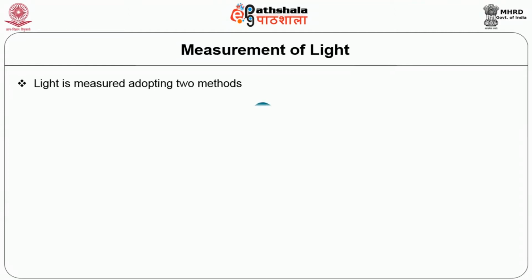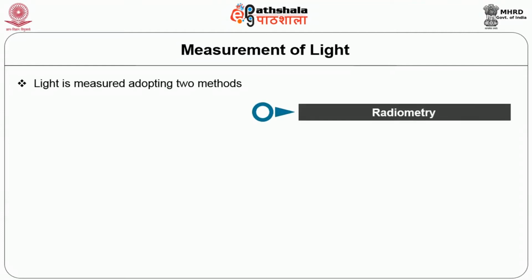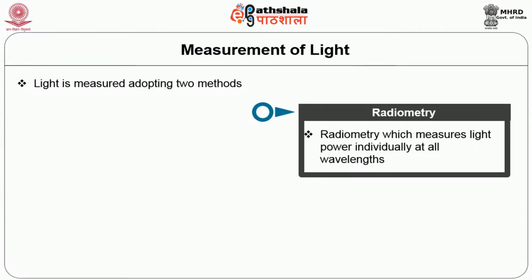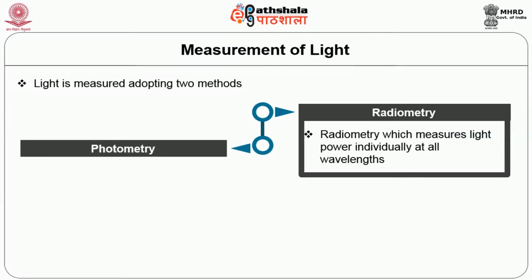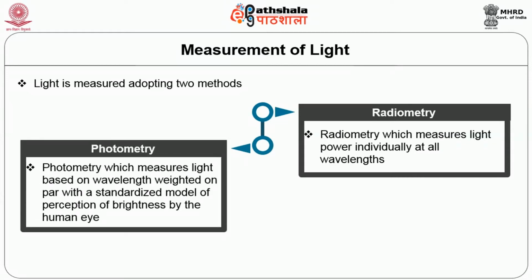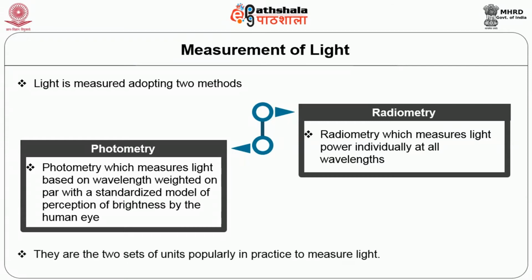Light is measured adopting two methods. Radiometry, which measures light power individually at all wavelengths, and photometry, which measures light based on wavelength weighted in accordance with a standardized model of perception of brightness by the human eye. They are the two sets of units popularly used in practice to measure light.